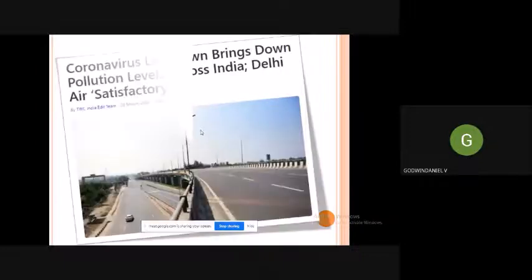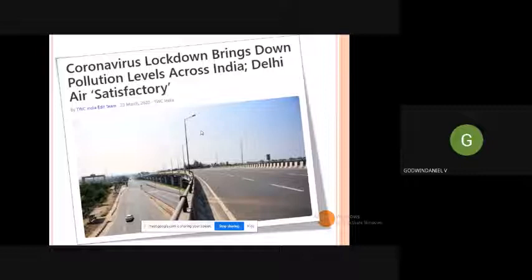In this article, you will see the content clearly. I took this article from the Times newspaper, published on the 23rd of March 2020. You will see a very lonely road. This picture was taken exactly in Delhi. This article says that the pollution has been reduced tremendously. Delhi has become very peaceful in that lockdown period, and more people are able to inhale fresh air.